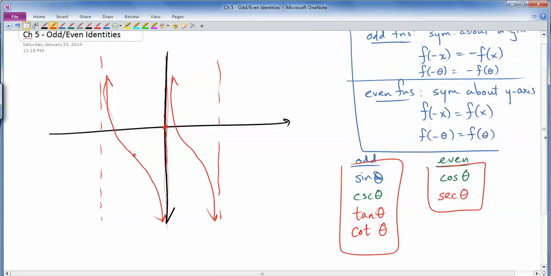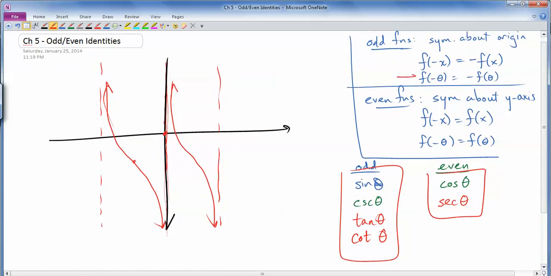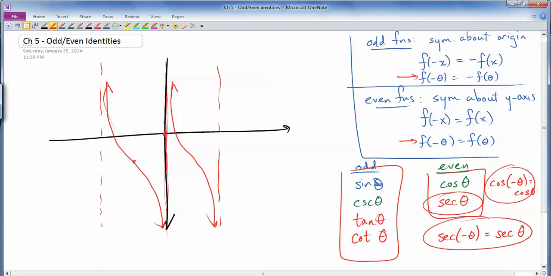So there are my odds, there are my evens. And if I use this f of theta type property up here, well, the even functions, let's take secant as an example. f of theta equals secant theta. So if I plug in negative theta, that's the same thing as just plugging in regular theta. It's the same value. And cosine of negative theta is the same thing as cos theta. We talked about this a little bit in the last chapter.